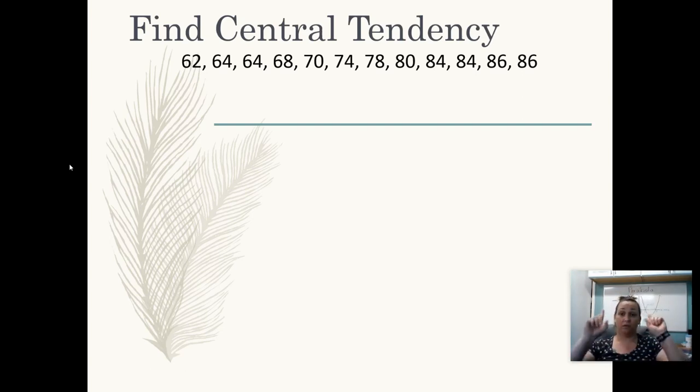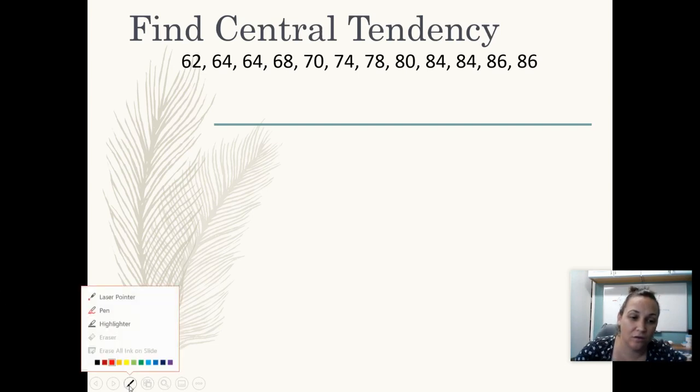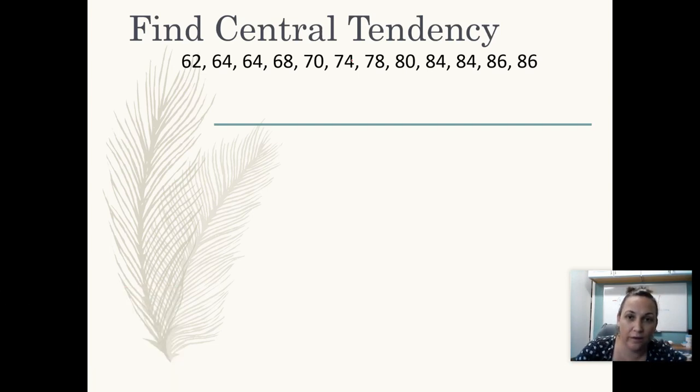Now, to find the median, normally I would stand at my whiteboard and I would put my fingers and count towards the middle, right? So we start on the 62 and the 86, then 64 and 86, 64 and 84, 68 and 84, 70 and 80, 74 and 78. Now I can't go any further. 74 and 78. So what we're going to do is we're going to draw a line right in the middle.